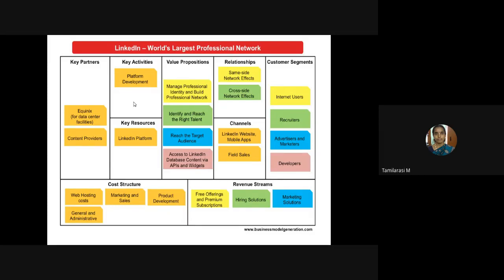Then key resources. They need software for developing that platform. Value proposition means they are maintaining a professional identity for each and every person who has joined, and then they build a network, right? Build a professional network for communicating with all kinds of people, using the resources by sharing with each other, and especially identifying the right talent in all the fields.